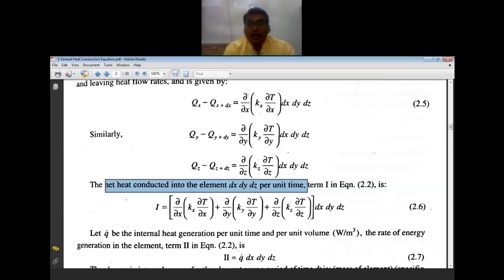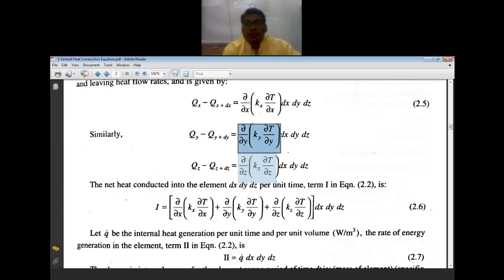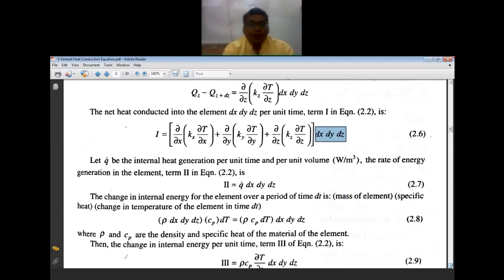You can collect d by dx of this term, and this term, that can be collected and multiplied by dx, dy and dz, which is taken as the common. So this is the net heat conducted into the element.